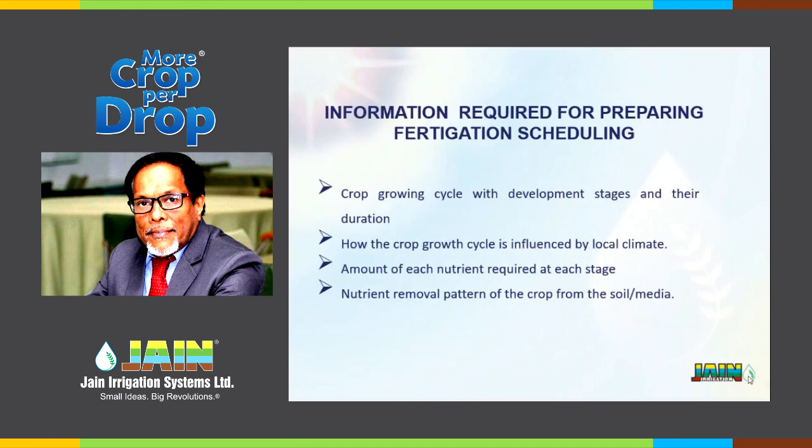Then the amount of each nutrient required at each stage. This is also very difficult. We may know how much nutrient is required for a crop like banana or a crop like sugarcane, but at each stage, what is required? Then only you can have a matching application schedule. Then nutrient removal of the crop from the soil. This is also important. We do everything right, and then we find out that some of the nutrients we apply to the soil, even through fertigation, the crop is not removing, because something else is happening. You will find out as I go along how these are applied to make a fertigation schedule.